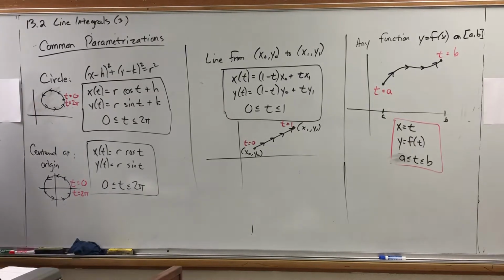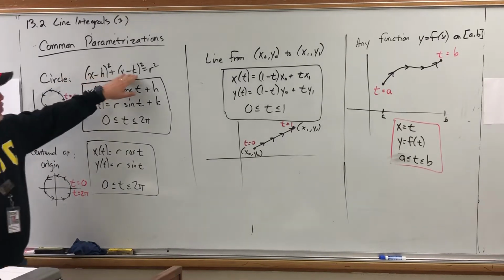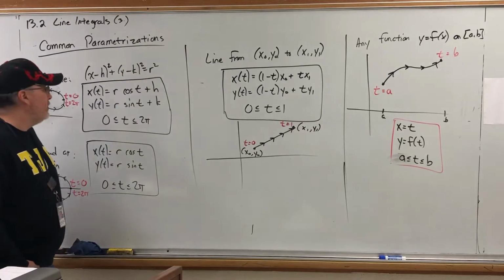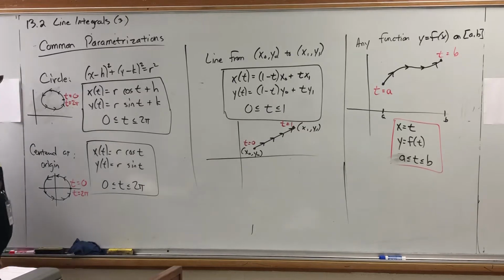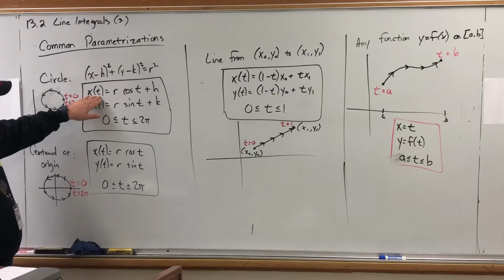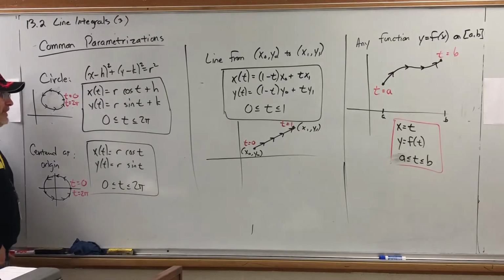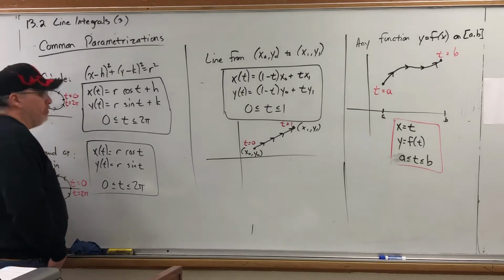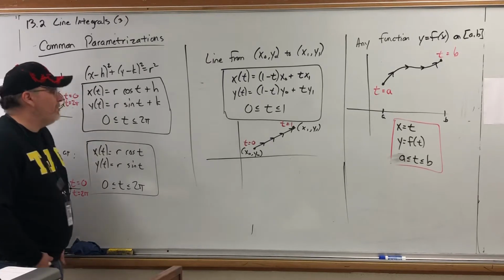A very common curve is a circle or parts of a circle. Recall that the equation of a circle is (x − h)² + (y − k)² = r², where (h, k) is the center and r is the radius. A common parameterization of a circle is to define x(t) = r cos t + h, and y(t) = r sin t + k, where t ranges over the values 0 to 2π.